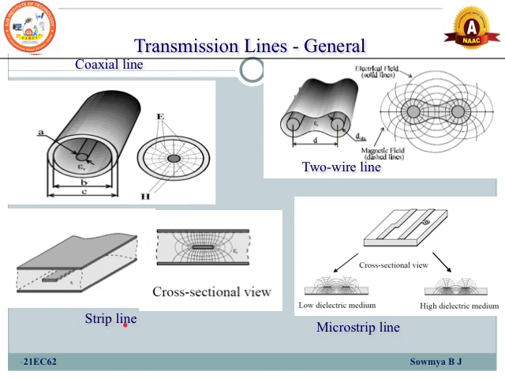And next is the strip line. In this strip line, there will be a metal contact placed on the dielectric material, and its cross-sectional view is seen here. And one more is the microstrip line. In microstrip line, as you can see here, there may be many strips present on this dielectric material. This is a cross-sectional view, and this can be called a low dielectric medium, and this is the representation in which we are using a high dielectric medium.